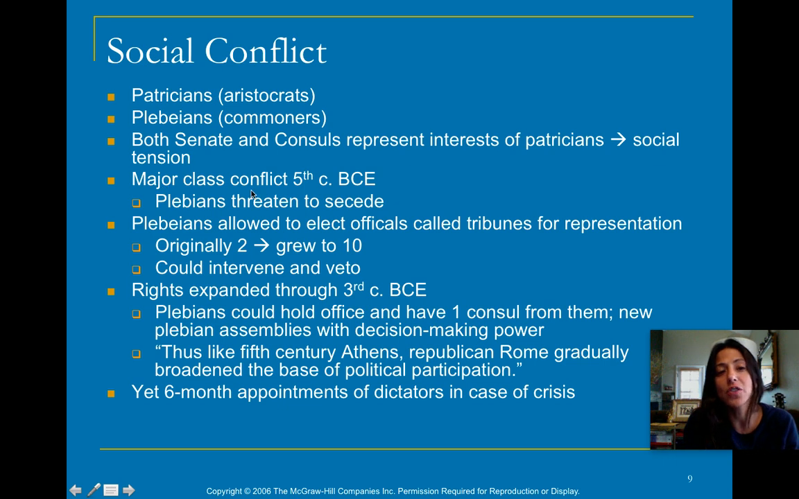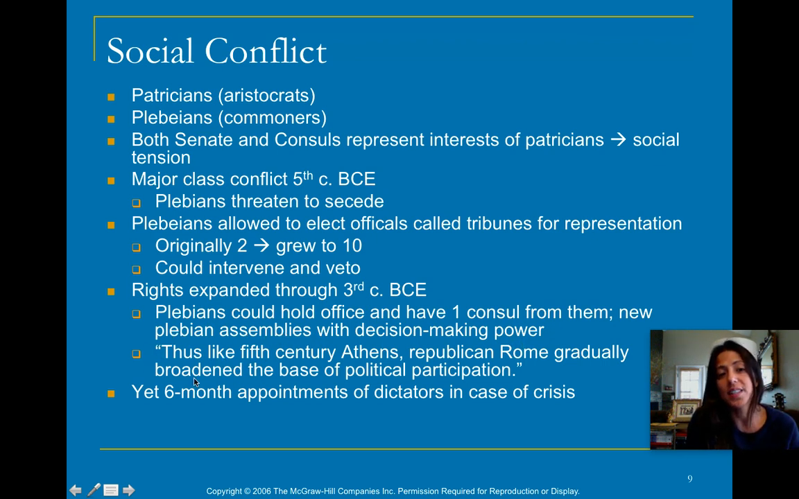And so there's major class conflict in the 5th century BCE when the plebeians threatened to secede and build their own separate settlement. In order to keep the plebeians from doing that, the patricians are going to compromise and allow them some more power. How do they do that? They give them something called tribunes, which is an office of someone who can represent them. Now, originally there were only 2 tribunes. That's going to grow over time to 10. The tribunes could intervene in government and also veto decisions. And the rights of the plebeians are going to expand from the 3rd century onwards. So plebeians could eventually hold office and have one consul come from their classes. They could be part of assemblies with decision-making power.